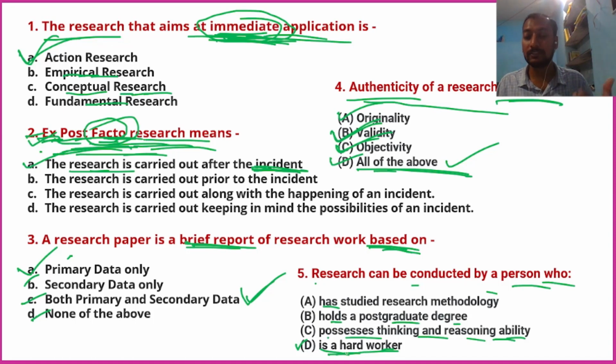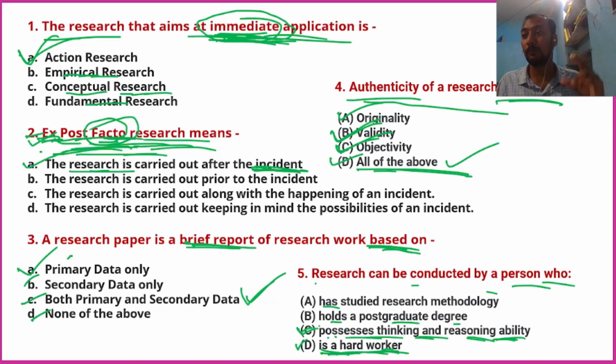Okay, it's a scientific process, it takes time. He does not have the time to spend for that. He cannot do research; he can do his work. See, process of thinking and reasoning ability. If you already have thinking and reasoning ability, can you do the research? No. You can become a scientist, but you cannot do research.